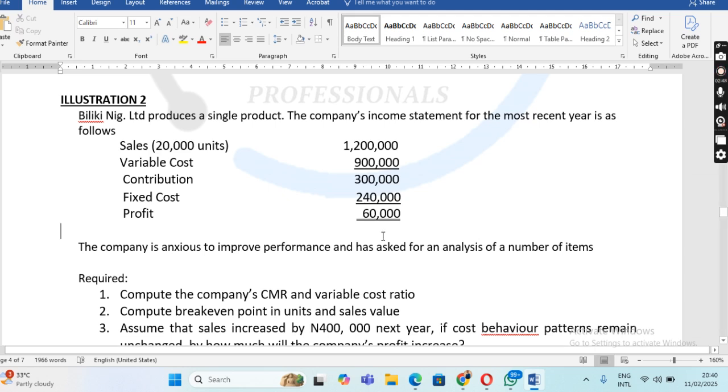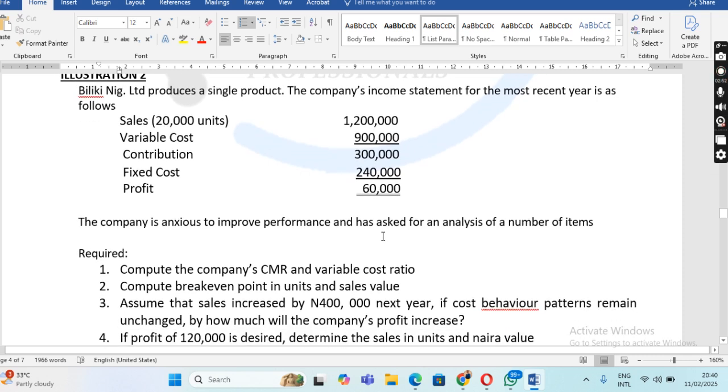Don't forget, when you see a question like this, you read the requirement, right? What they say you should do first. The first one, they say, compute the company's CMR and variable cost ratio. Don't forget that we have examined the formula for calculating contribution margin ratio, right? Contribution margin ratio and variable cost ratio, right? Class, what is the formula for calculating variable cost ratio?